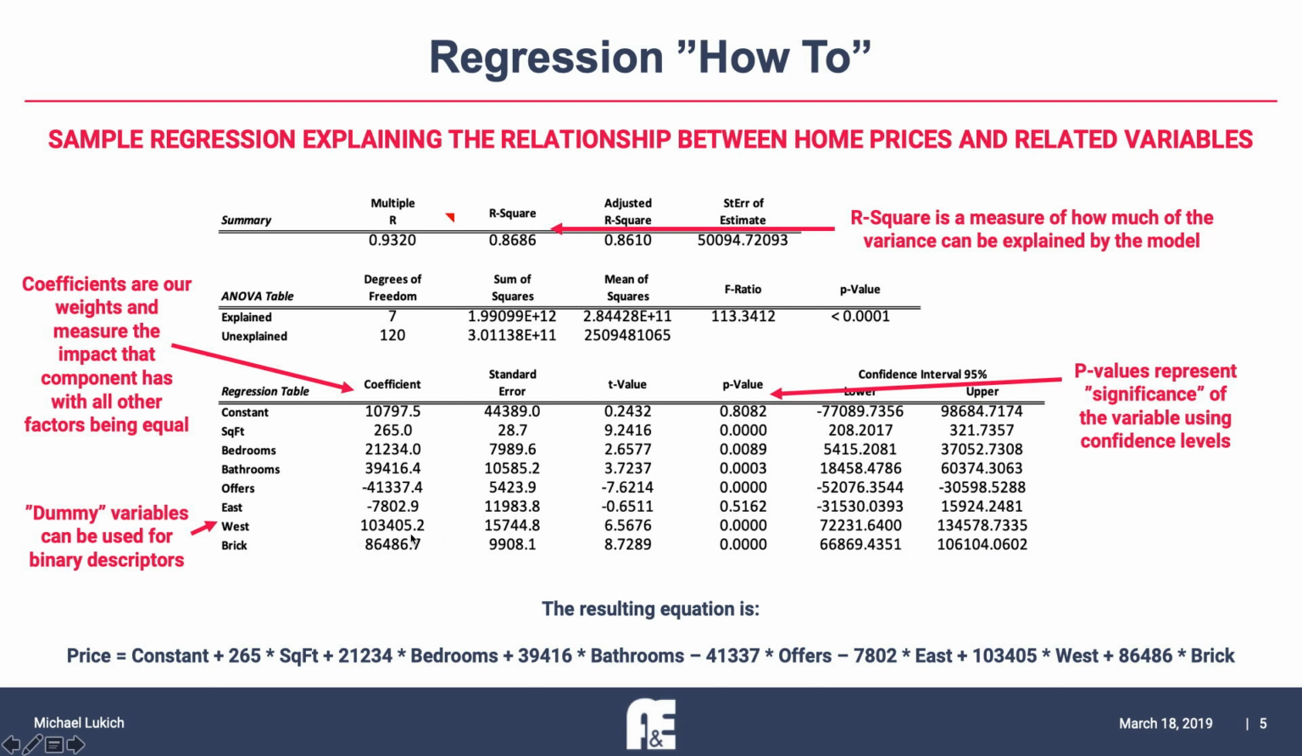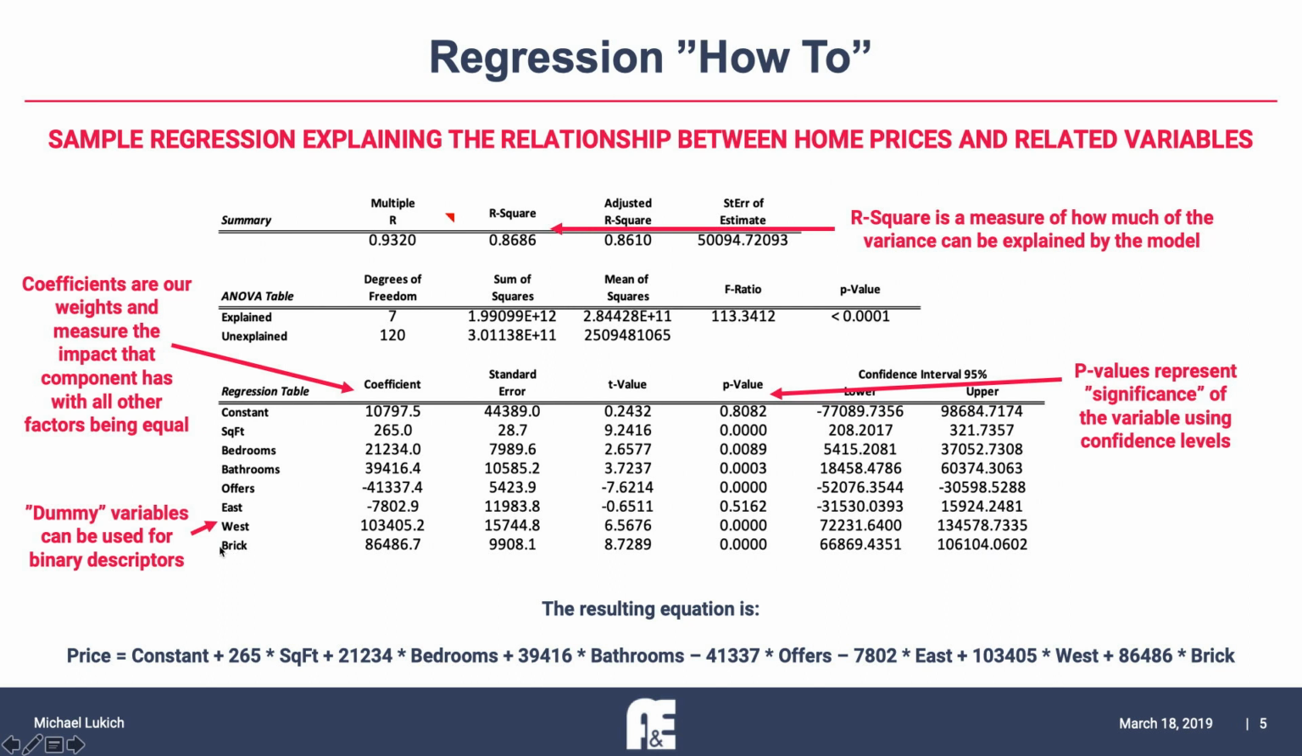All of these coefficients here are our weights, and these measure the impact that each component has towards the overall value, with all other things being equal. So the way to read this is using this 265 example. For each additional square foot, assuming everything else is kept constant, each additional square foot adds an additional $265 onto the house.